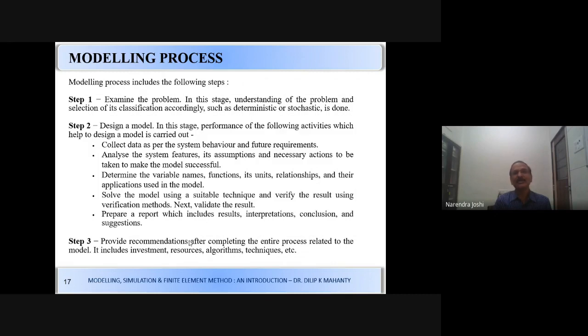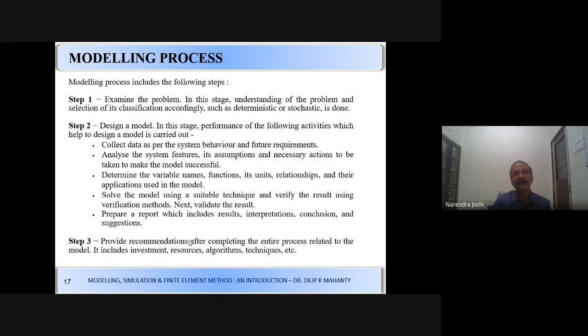Then solve the model using a suitable technique and verify these results. Prepare a short report which includes results, interpretations, conclusions, and suggestions, and how we can improve if possible. And step 3 is to provide recommendations after completing the inter-process related to the model. It includes investment, resources, algorithms, techniques, etc.